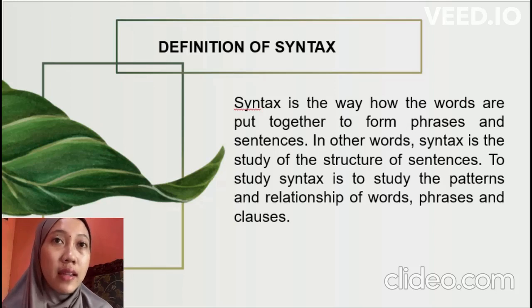Definition of syntax. Syntax is the way words are put together to form phrases and sentences. In other words, syntax is the study of the structure of sentences. To study syntax is to study the patterns and relationships of words, phrases, and clauses.